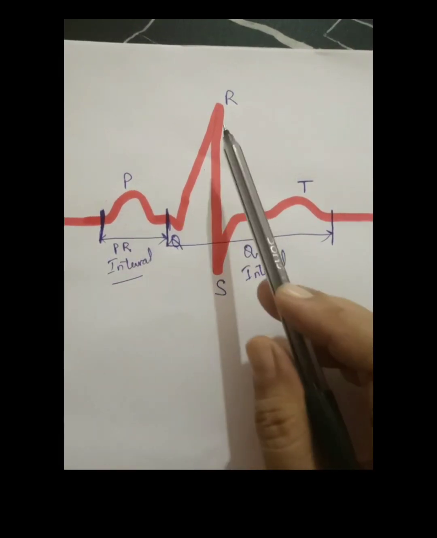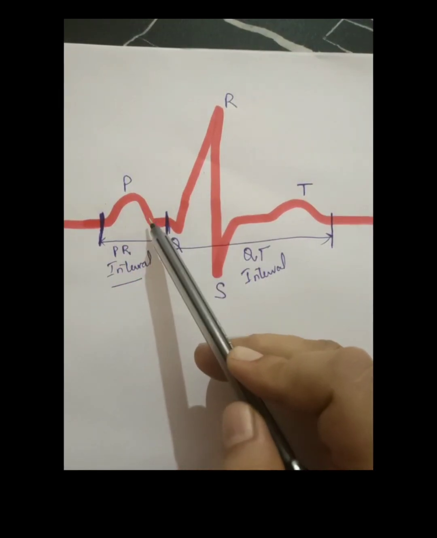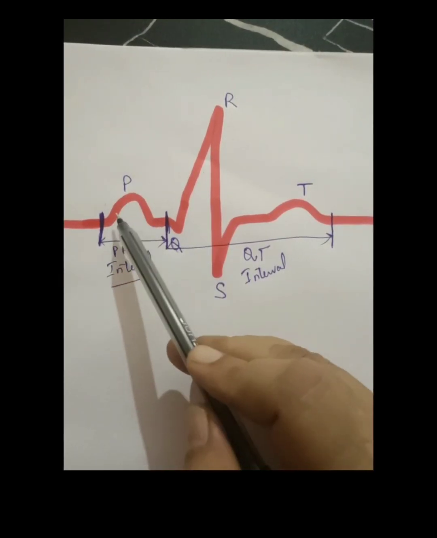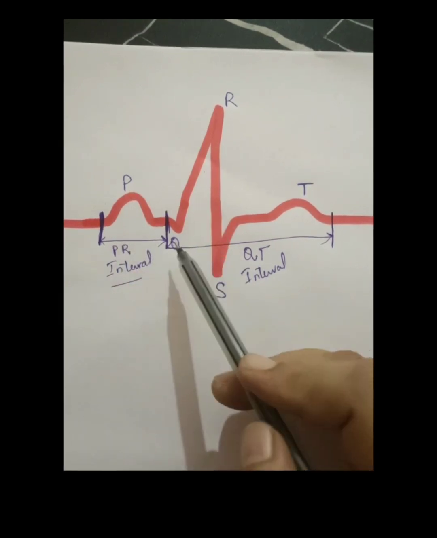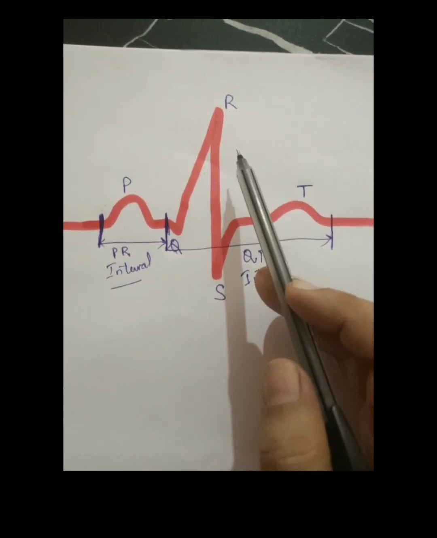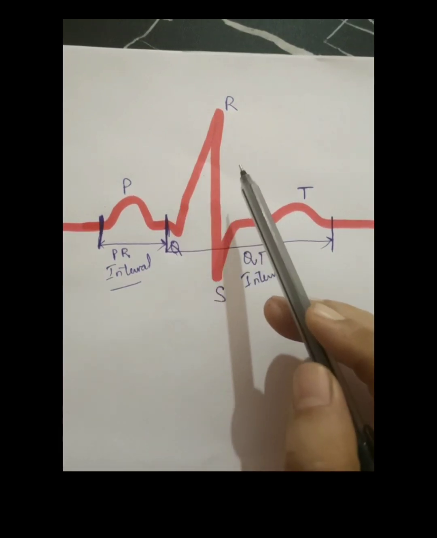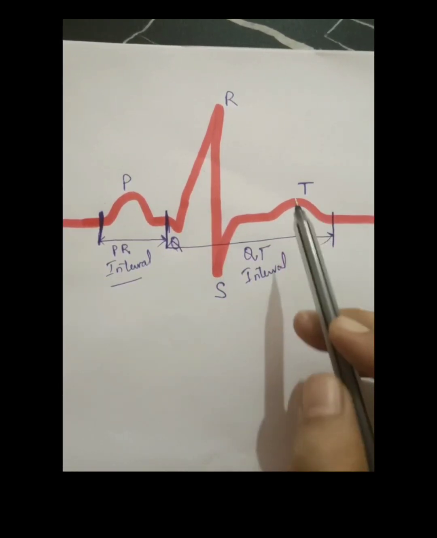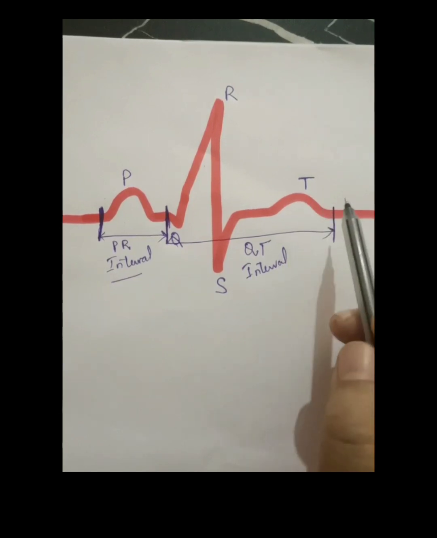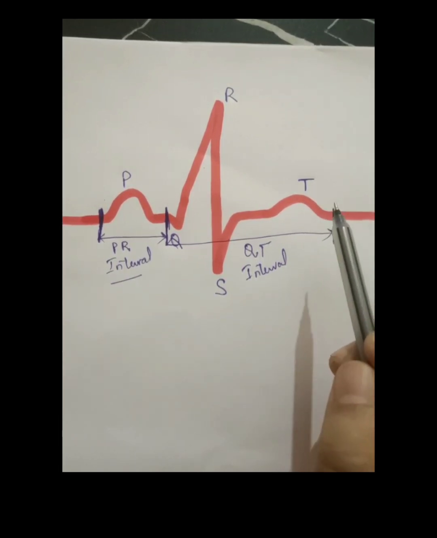We have P, Q, R, S, T. P represents atrial depolarization, meaning here the atria start to contract. QRS is ventricular depolarization, where the ventricles start to contract and the atria start to relax. Then we have the T. T represents ventricular repolarization, where the ventricles start to relax.